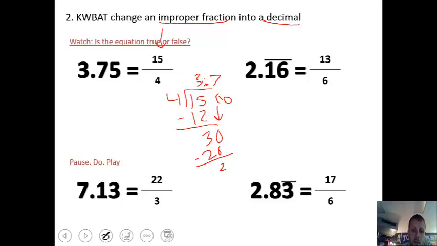Bring down another 0. And 4 goes into 20 5 times. So I notice that this actually is 3.75. Alright? So this would be true.